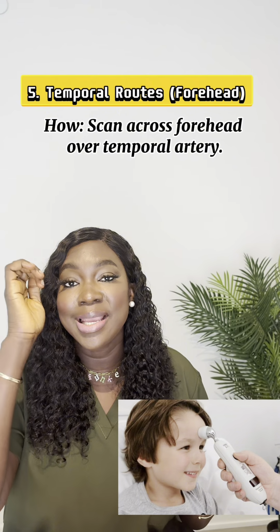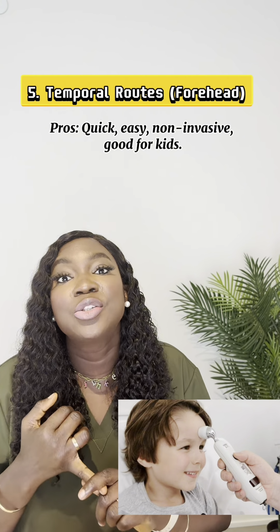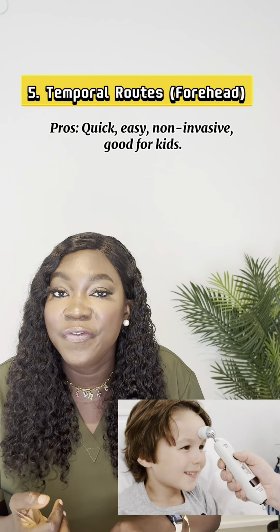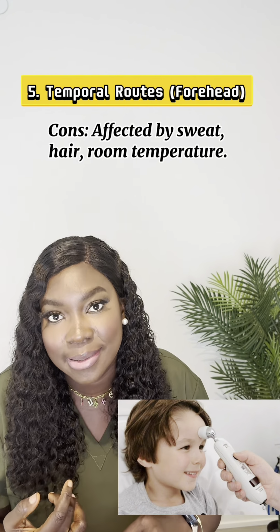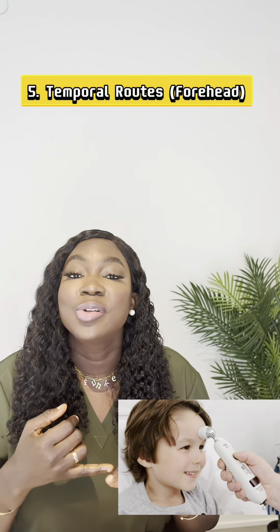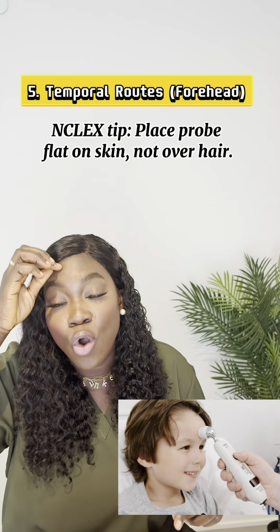Now the thermometer is scanned across the forehead over the temporal artery. Pros of this route is it's quick, easy, non-invasive, and good for kids. The cons of this route is it is affected by sweat, air, and room temperature. So tip for taking this: place the probe flat on the skin, not over the hair. Now I hope you know your temperature routes.